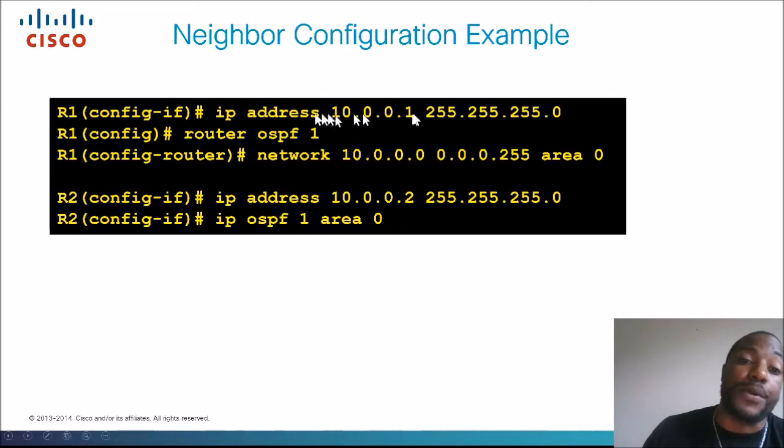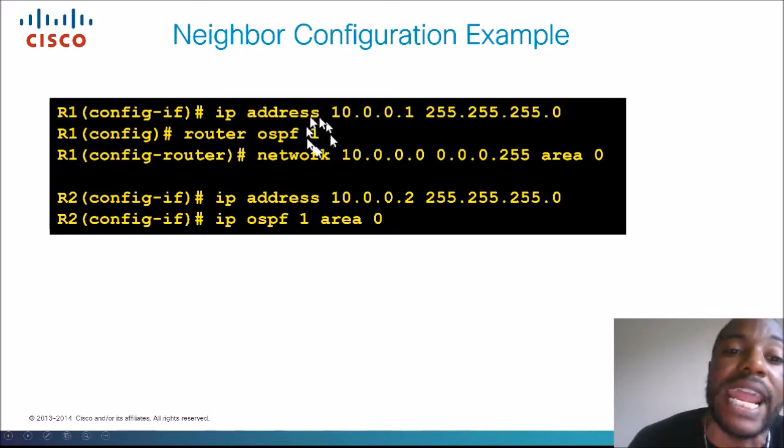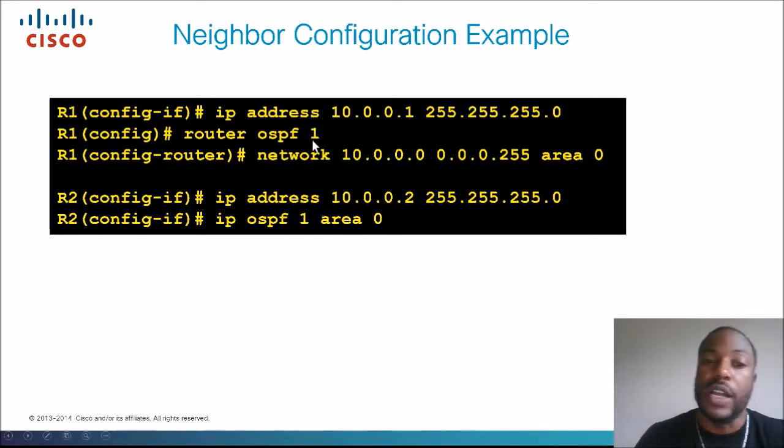That will be his router ID, right? Then you just go into config mode, router OSPF, and then the process number. This is not an area, this is the process number. So it's process number 1. Process numbers don't have to match between neighbors, by the way. And then you do the network statement.